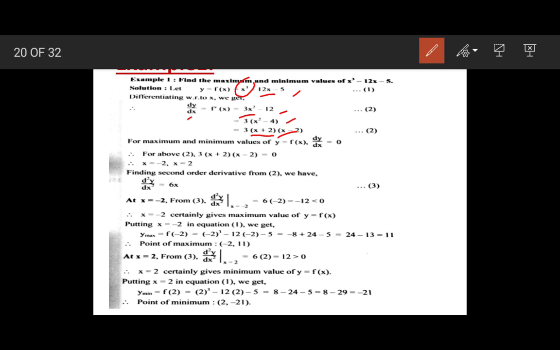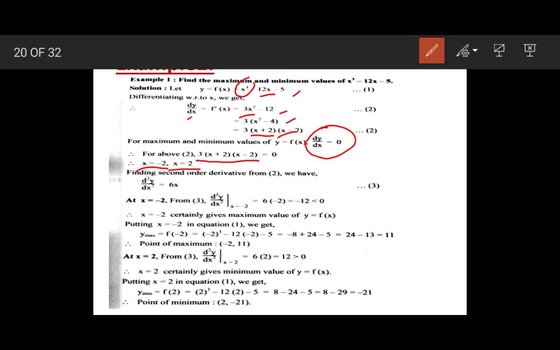So for the maximum and minimum value of y equal to f of x, we have to put the first order derivative equal to 0. Now we put dy upon dx as 0. So dy upon dx means 3 into x plus 2 into x minus 2 equal to 0. So that means x plus 2 equal to 0 or x minus 2 equal to 0. So either x equal to minus 2 or x equal to 2. So we got the values for x.